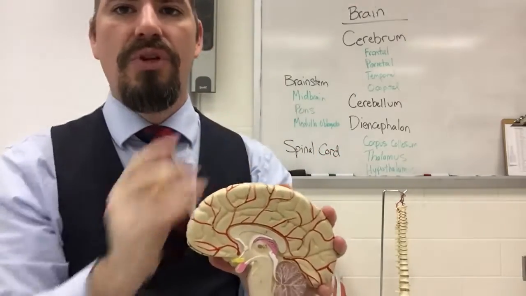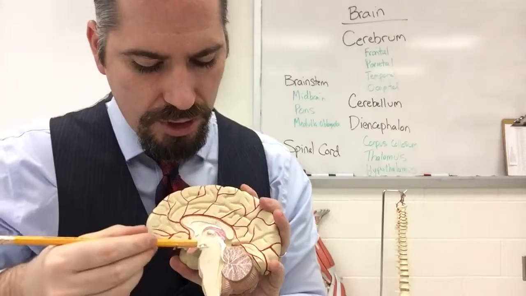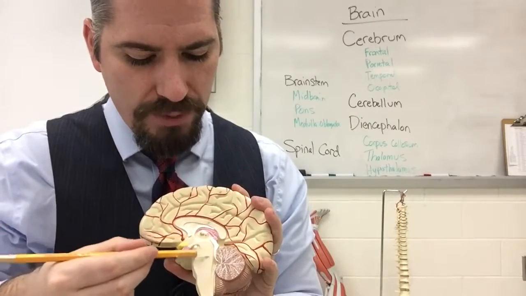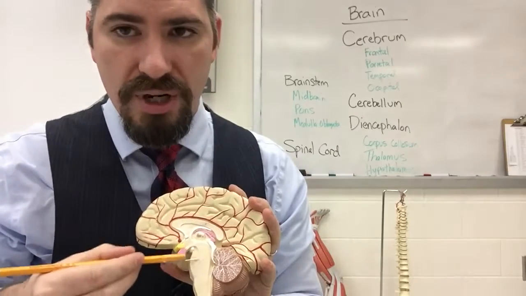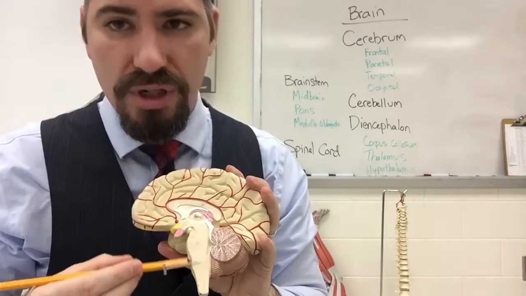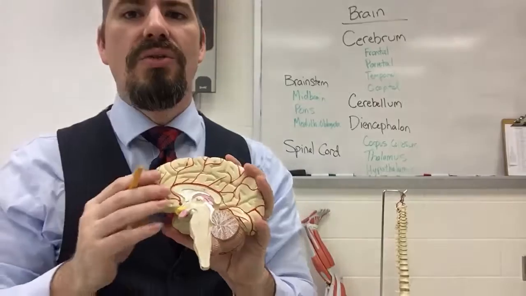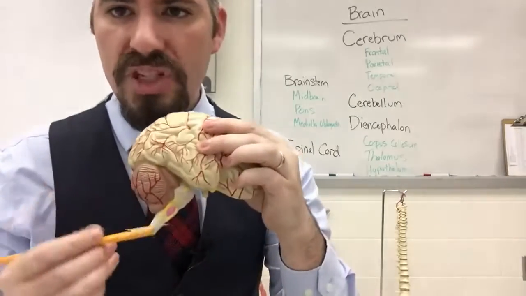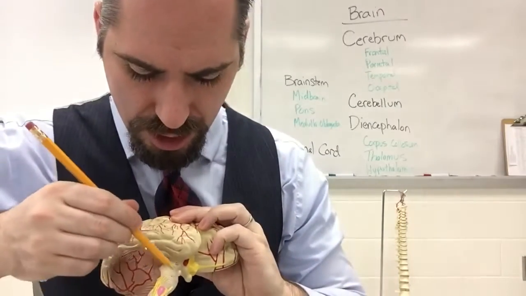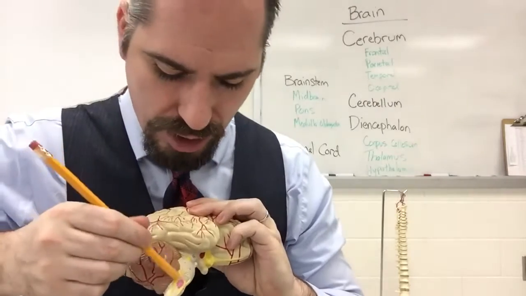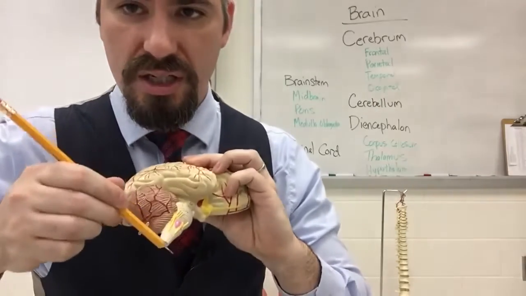If we were to continue from the diencephalon and head down to this region, we have the brainstem, which is made up of three parts. The upper area, which is the midbrain, this area here called the pons, and then this lower portion called the medulla oblongata, and then that continues down into the spinal cord. Seen from this side, you can see the pons enlargement right here, medulla oblongata, and then continuing down into the spinal cord.